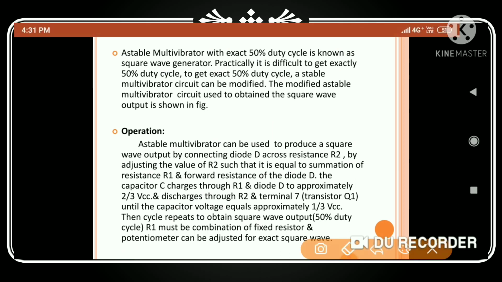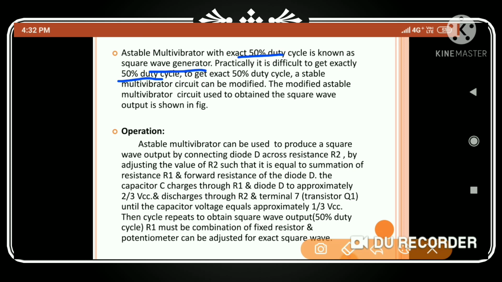An astable multivibrator with exactly 50% duty cycle is known as a square wave generator. In a square wave generator, we will get 50% output. Duty cycle means the ratio of the charging time to its total time period. In that particular cycle, how much output we get, that indicates the duty cycle. Practically it is difficult to get exactly 50% duty cycle.